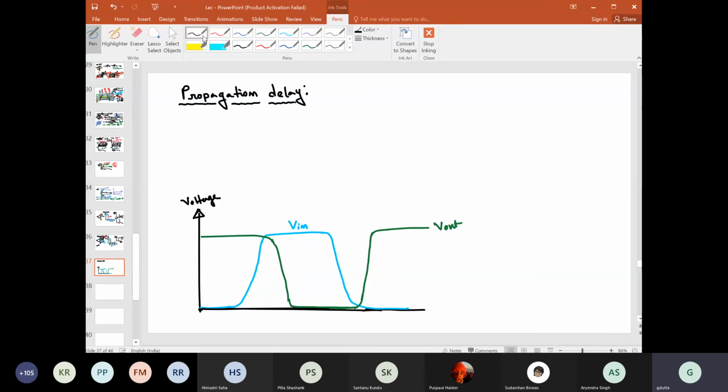Another important performance metric is the power, which we are not discussing right now. Right now we are focusing on the propagation delay. So what do we mean by this propagation delay?